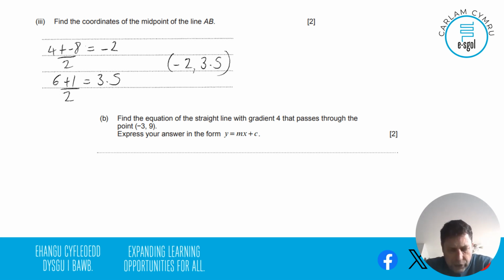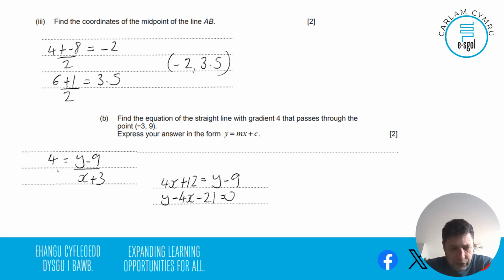And then for the equation, now the one thing with the equation, it does say it's got to be in the form y equals mx plus c. For the equation, we need a gradient and a point. Well, this one they've actually already told us the gradient, and they've already told us the point. Some years we might have to find the gradient first. Now every centre will do this differently. I use the formula m equals y minus y1 over x minus x1. Various reasons why people use different methods. Next thing I've then done, I multiplied both sides by x plus 3, so I get 4x plus 12 equals y minus 9.